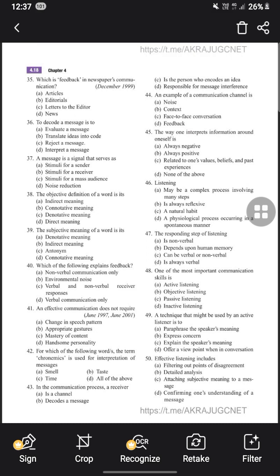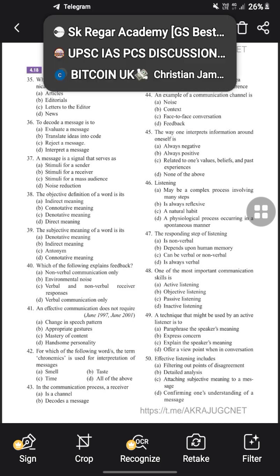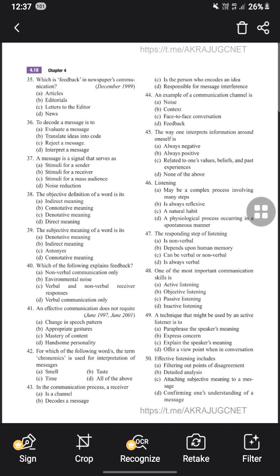Which of the following terms is used for the interpretation of a message? 42 is C, that is time. In the communication process, a receiver is what? 43 is B, decode a message. An example of a communication channel is what? 44 is C, face-to-face conversation is a communication channel.